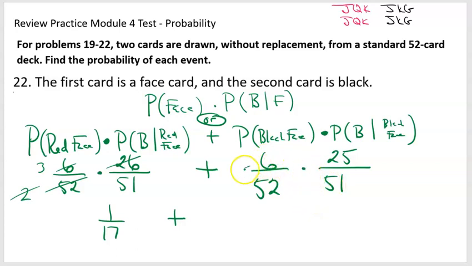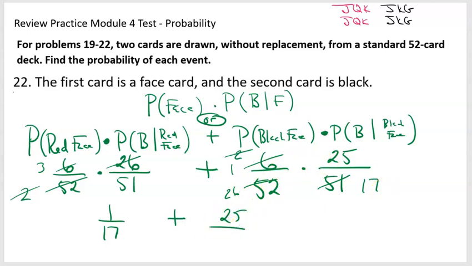3 goes into both of those. 3 goes into 6 2 times. 3 goes into 51, we already established, 17 times. 2 goes into 52, so I can take that 1 and that to be a 26. And I don't think anything else simplifies. So 1 times 25 is 25 over 26 times 17.